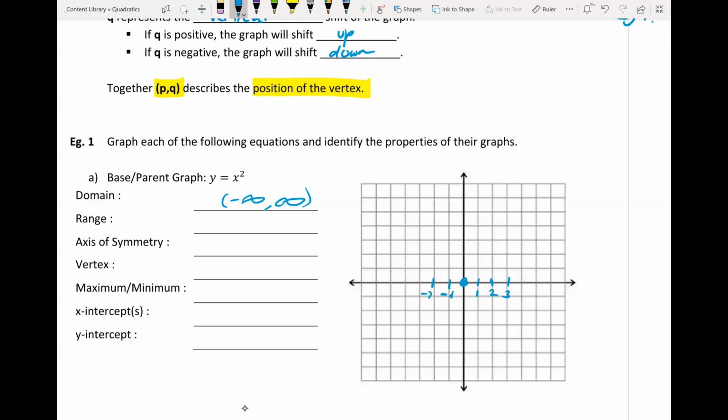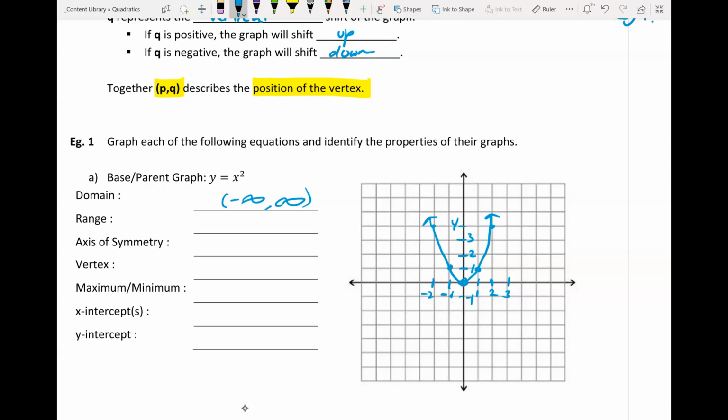I'm just going to label the axes a bit here. Okay, and then your next points should be (1, 1), (-1, 1), (2, 4), (-2, 4). If you don't have this graph memorized, you can always use a table of values to figure this out as well. But I really suggest you memorize this basic graph.